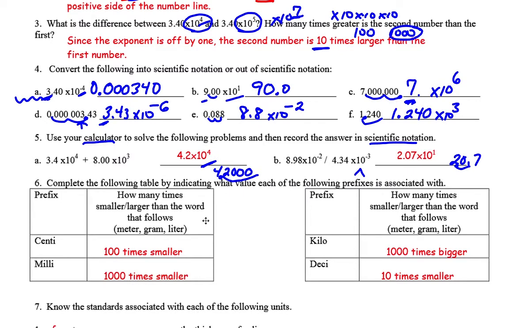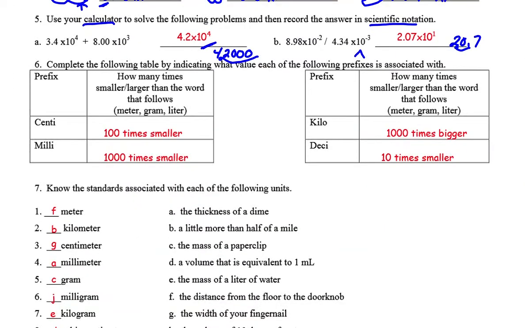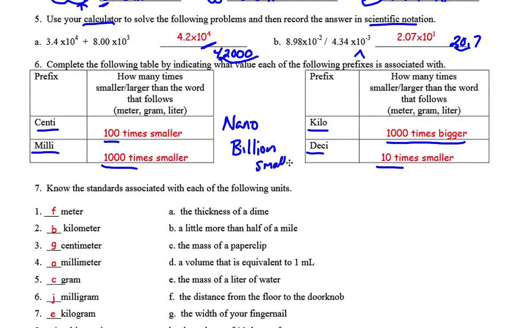All right, real quick, you should know prefixes and what they mean. We took a lot out, so you don't have many to remember, but these are the basic ones that we use quite a bit. Centi is 100 times smaller. Milli is 1,000 times smaller. Kilo is 1,000 times bigger, like a kilometer is 1,000 meters. And deci is 10 times smaller. You should also know nano. Nano is 1 billion times smaller. So if I'm talking about a nanometer, and here's my meter, I actually divide it into 1 billion parts, and each one of those is a nanometer.